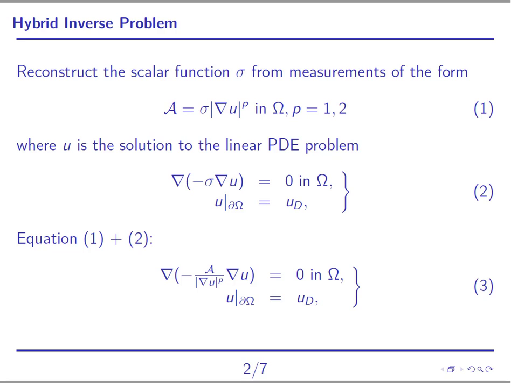In hybrid inverse problems related with electrical impedance tomography, we start with measurement of the current density data, in this case in equation 1, with power P, where P equals 1 for current density impedance imaging, or 2 for ultrasonic modulated electrical impedance tomography.